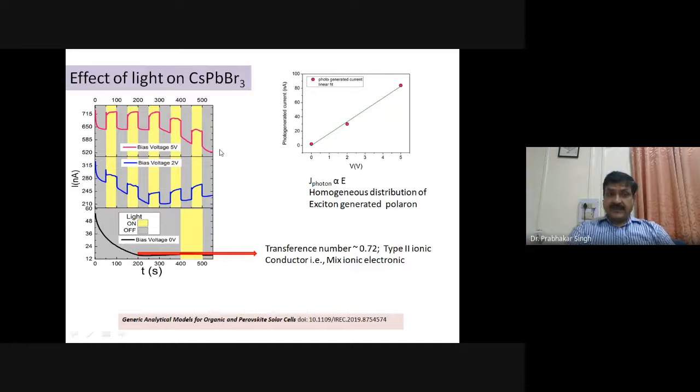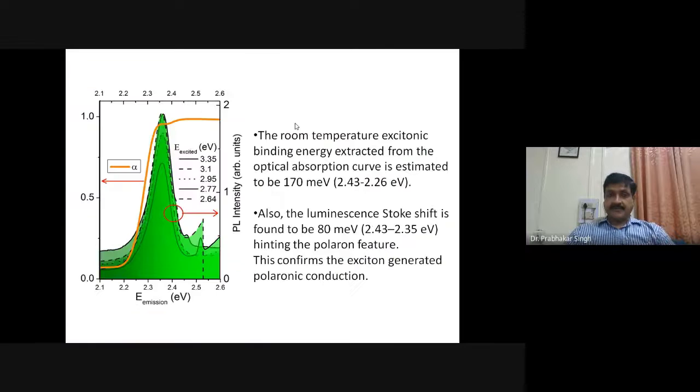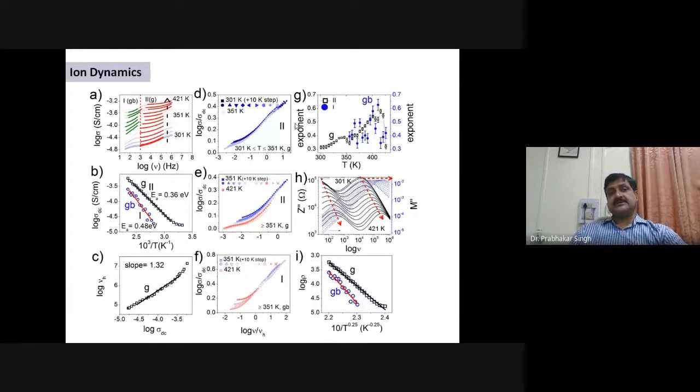When we calculated the transference number of this material, it was about 0.72. That makes it a second type of ionic conductor, that is, a mixed ionic electronic conductor. We confirmed it through PL measurement, which also confirms that excitons are created, the photo-generated electrons and the polarons. To know the nature of the polarons, we studied the ion dynamics of the material, and from the ion dynamics we found that small polarons are generated because of the light.